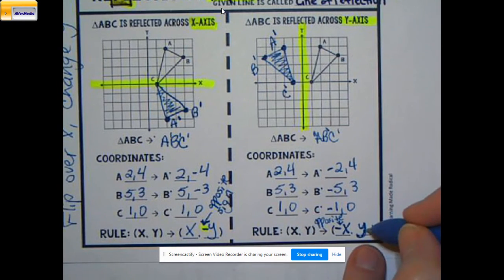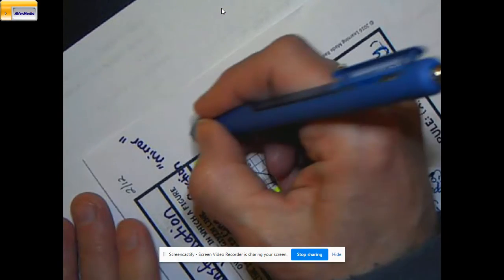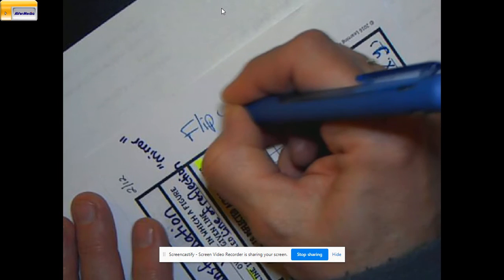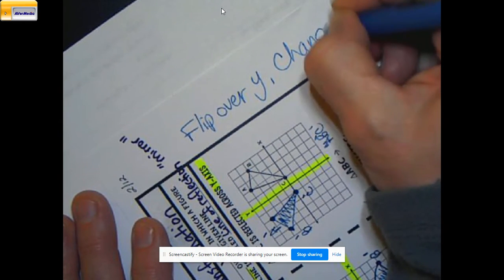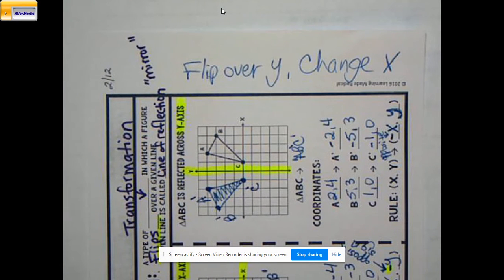So since we reflected over y, the y value didn't change. So if you want to put a little note, when you flip over y, you change x. Whichever axis you are reflecting over, that one stays the same. You change the sign of the other value.